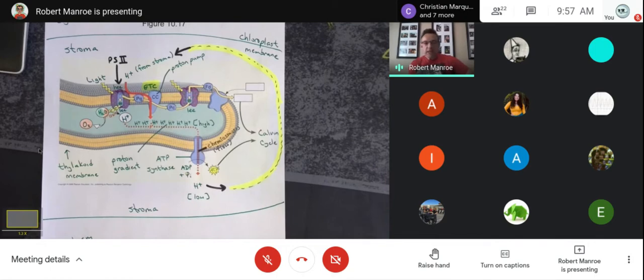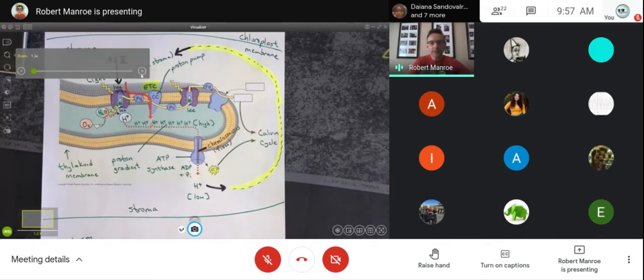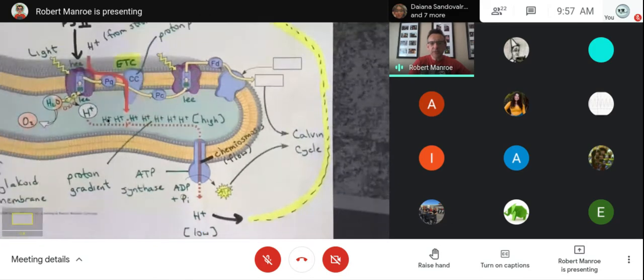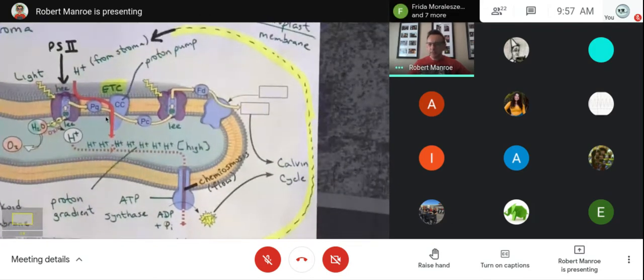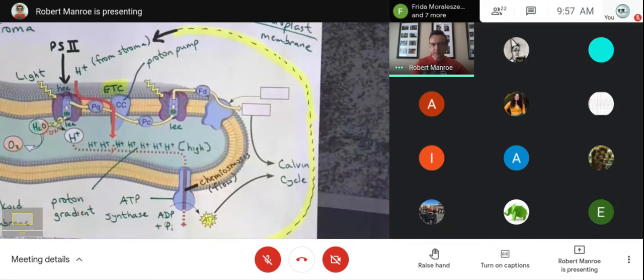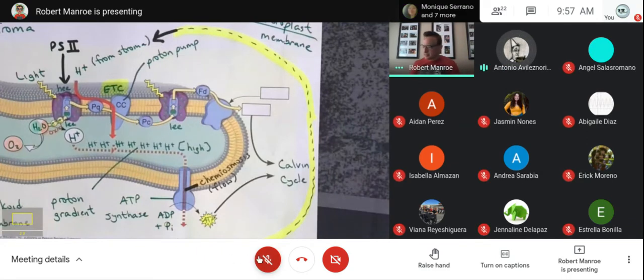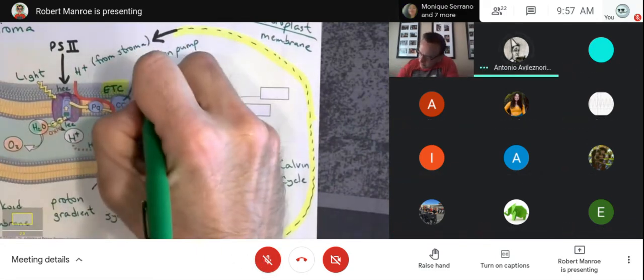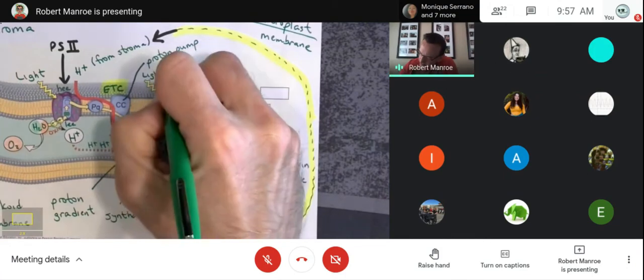So that's how it makes ATP. All right, what about those low energy electrons? What happens here? Light is used to excite the electrons again. It excites them again.